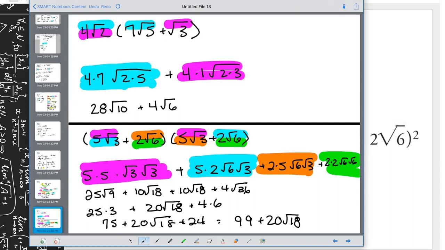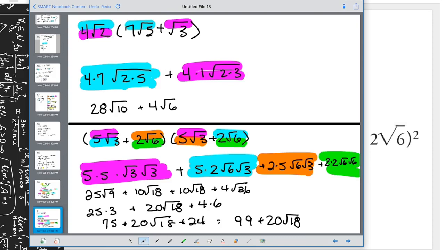Alright, our first one is pretty simple. 4 root 2 times 7 root 5 is 4 times 7 root 2 times 5, which simplifies down to 28 root 10. Then that 4 root 2 times root 3, so 4 times 1 is 4, root 2 times root 3 is root 6. What we need to be aware of is that if this was a negative, this would become negative as well. So just make sure you're paying attention to your positives and your negatives.